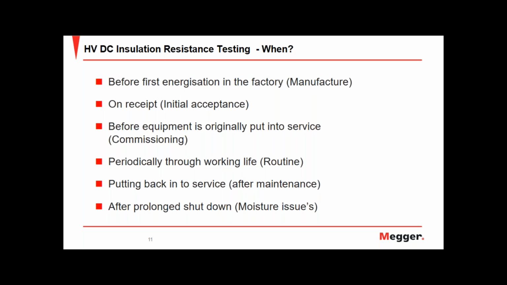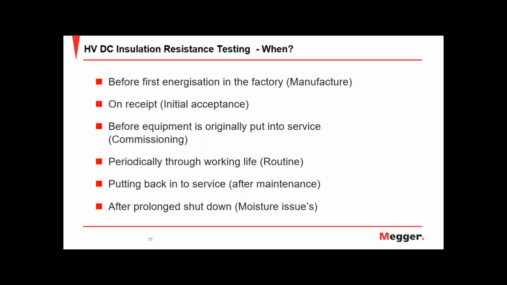Okay, so when do we start to use insulation resistance testing? Well, the first consideration would be during manufacture. When a transformer or a cable is manufactured, it would be first energized and tested in the factory. And before it's actually energized for the very first time, they would perform an IR test on that, an insulation resistance test using a HVDC voltage.